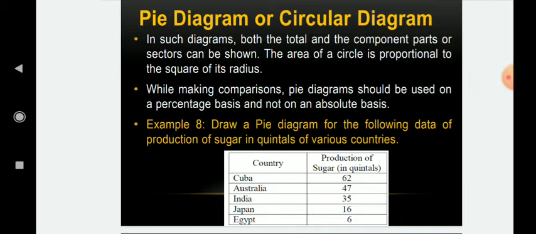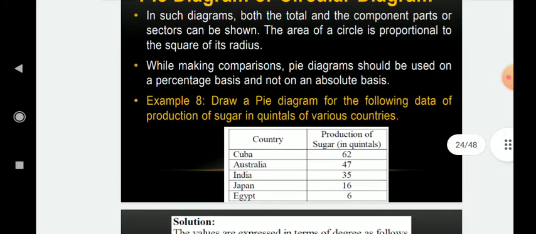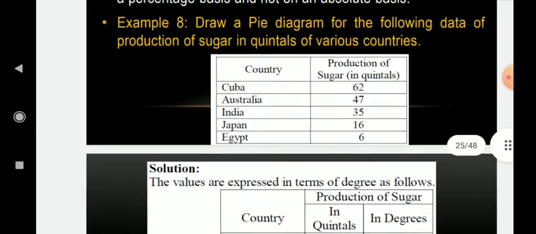In such diagrams, both the total and the component parts or the sectors can be shown. That is, it is a two-dimensional diagram, but it is in the form of a circle. A circle is drawn and various sectors are cut based upon the area. Each area represents a certain parameter. The area of a circle is proportional to the square of its radius, remember. So that is mathematical in nature. We shall see how to solve it.